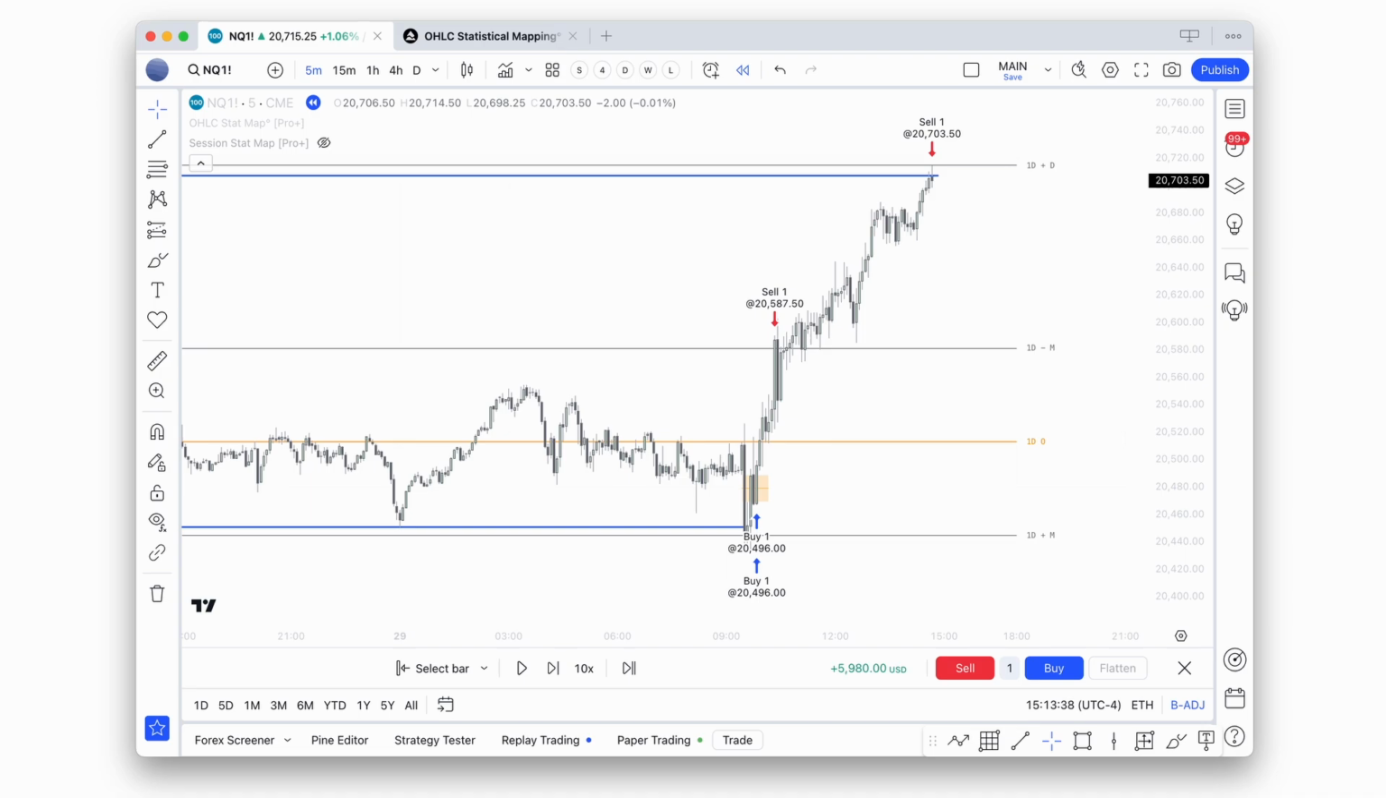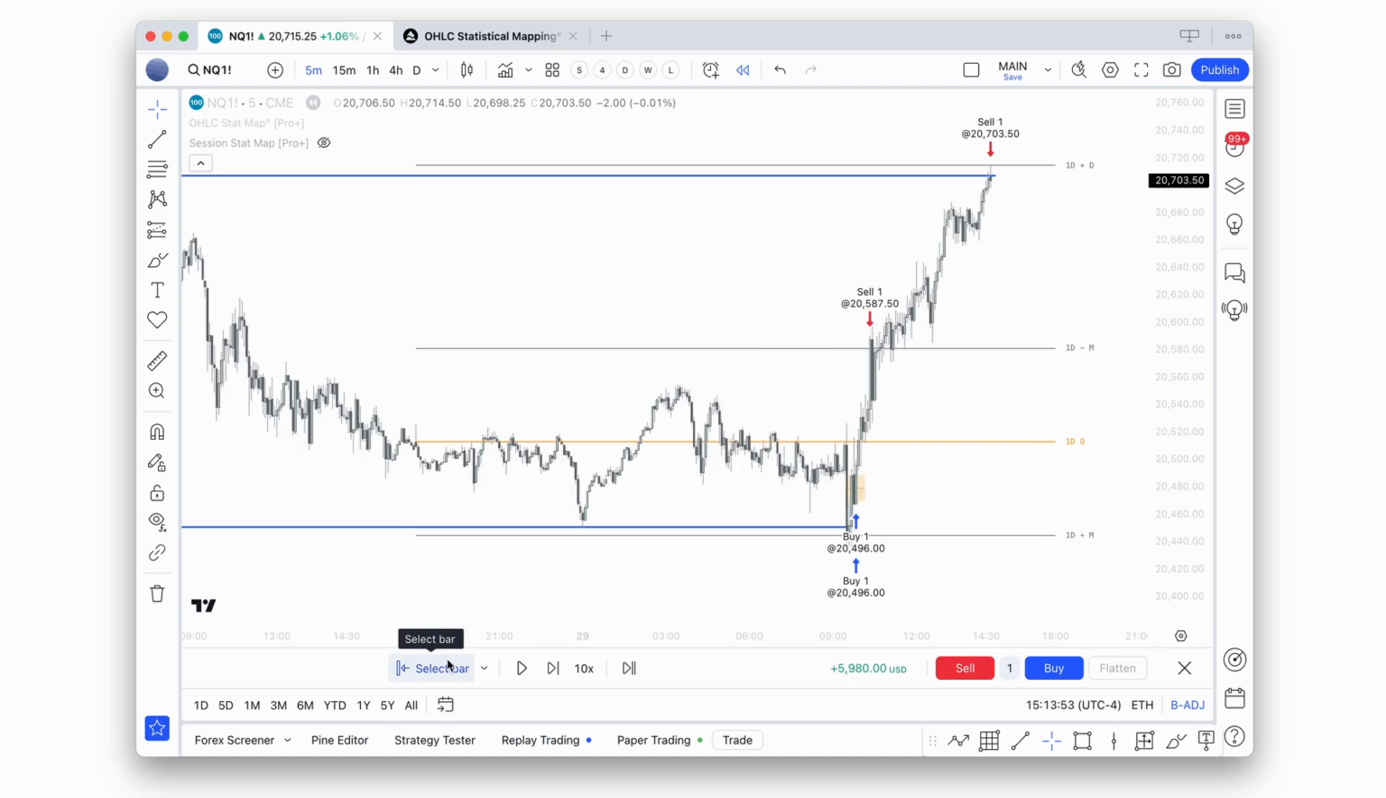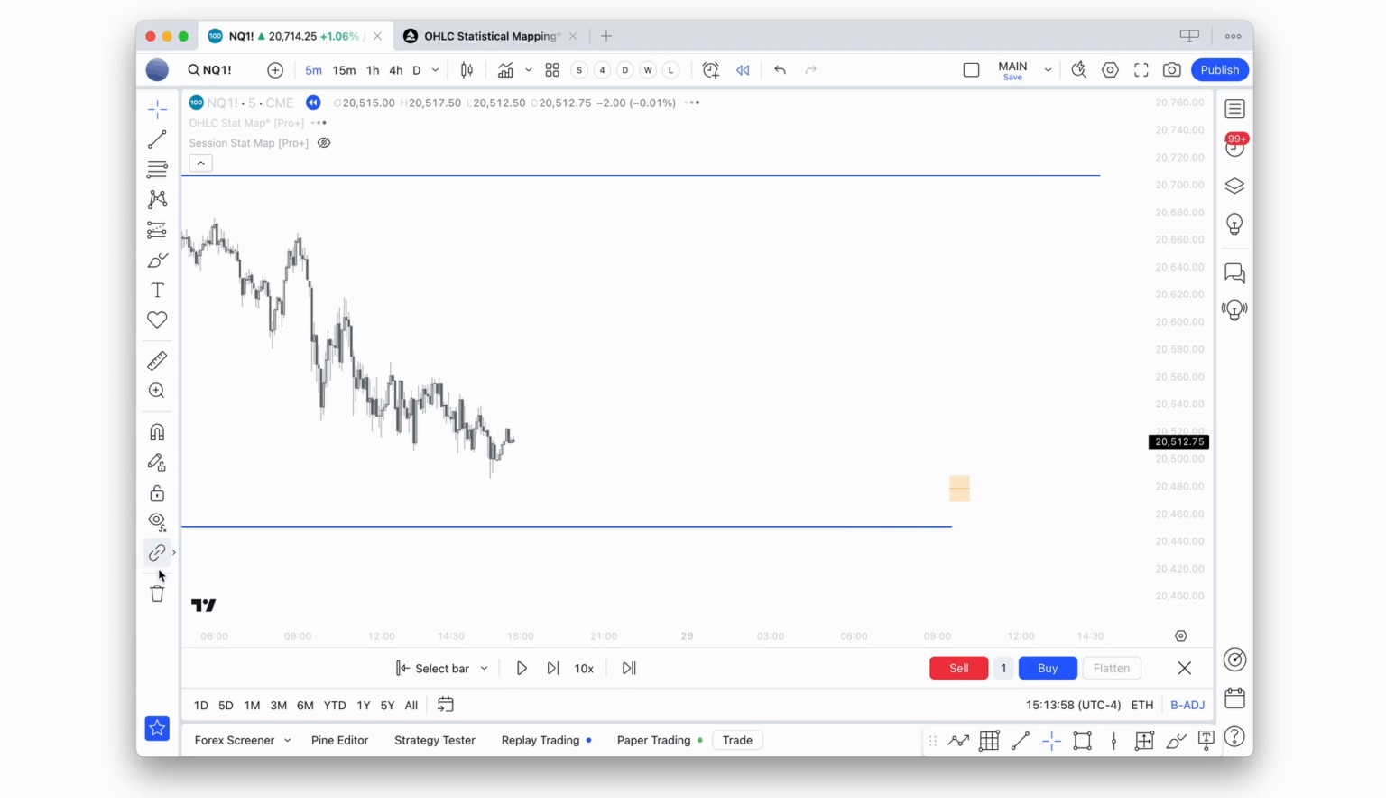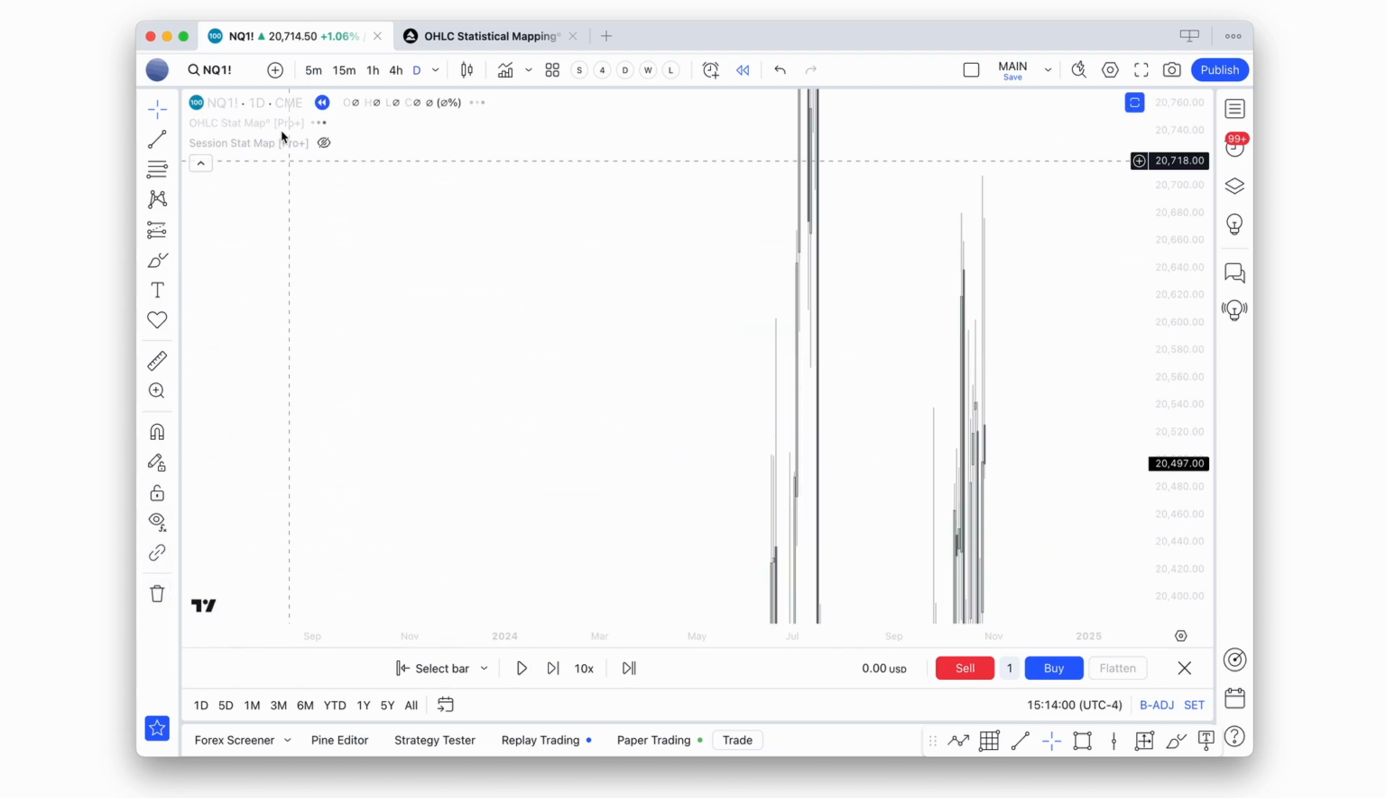In this video, I will walk you through this textbook setup using the statistical mapping indicators. For this, let's go back to yesterday's close and look at the daily time frame.